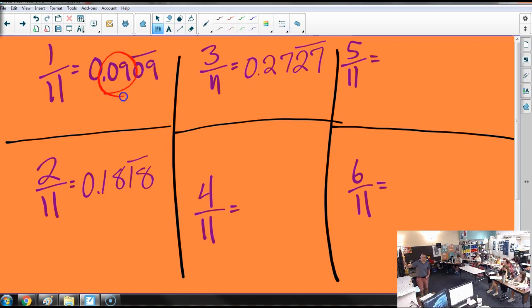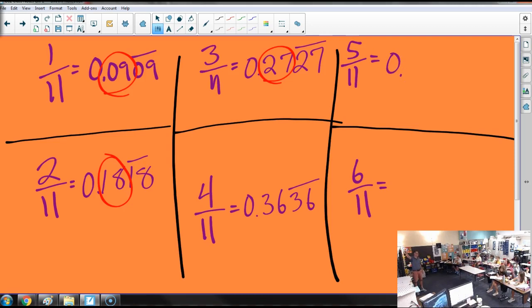Nikki? It's 0.363636. 9, 18, 27. How did you figure out 36? Because they're all multiples of 9. So this is 36, 36 forever. 5 11ths is going to be 45. What is 5 times 9? 45.